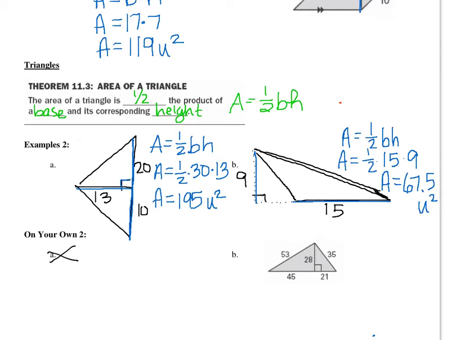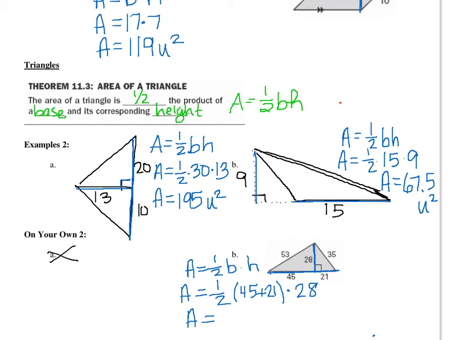Let's do the on your own B. So again, it's a triangle, so area equals 1/2 of the base times the height. My base is going to be this whole piece down here, and my height is going to be this 28, because those are perpendicular to each other. So area equals 1/2 my base, which is really 45 plus 21, times my height, which is 28. If you put that all in your calculator and simplify it, you should get 924. And again, we're going to say just units squared here, since we don't have a different unit on our picture.